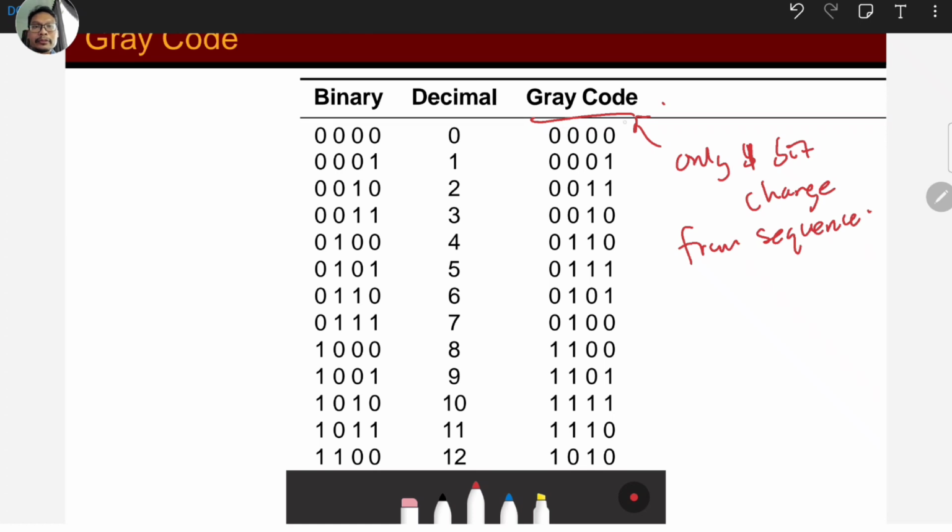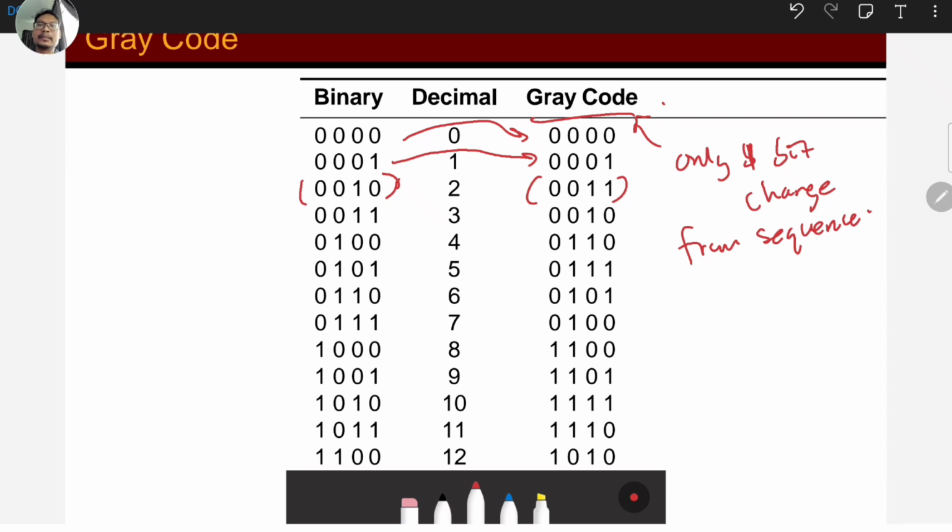Okay, so for example here, if 000 is the equivalent in gray code is this. Okay, 001 in binary is the same, 001 also in gray code. However, for number 2 in binary, we already saw that this is 2 to the power 1. So in binary it is 0010. However, in gray code it's actually 0011.